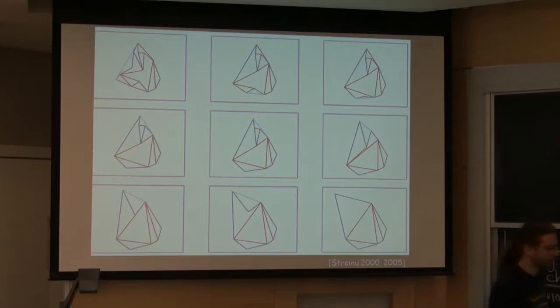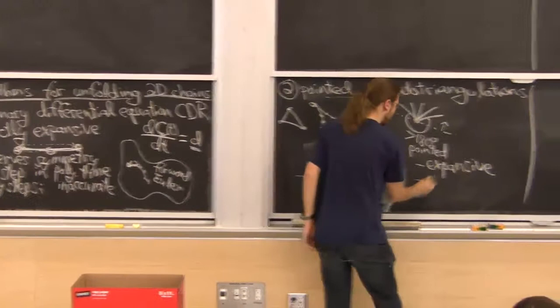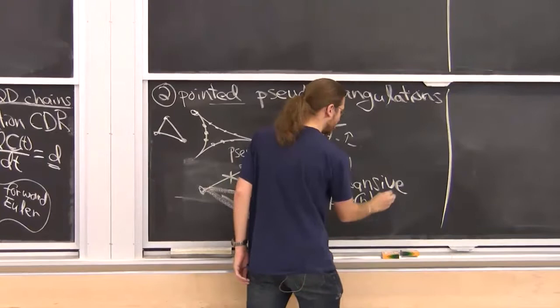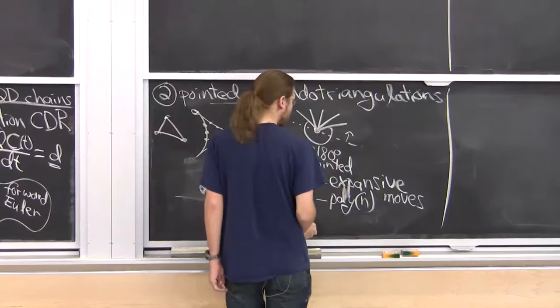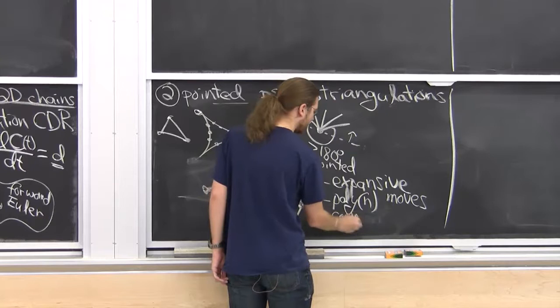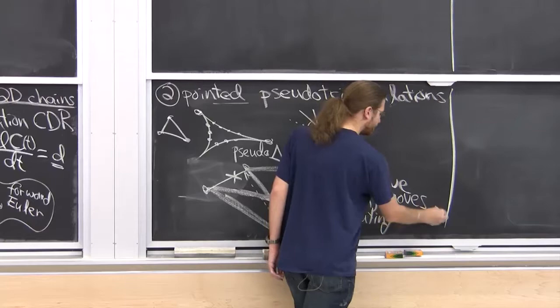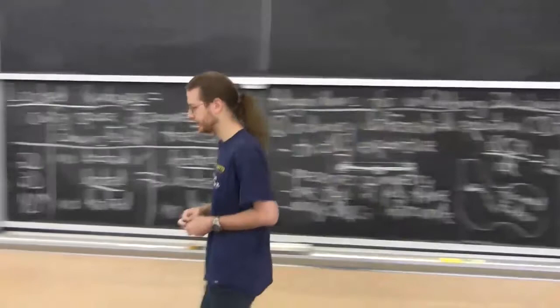And it's expansive. It has a polynomial in n number of moves. It's not clear how quickly you can compute the moves. I know an exponential time algorithm. There might be a faster one. I don't think this has been resolved.